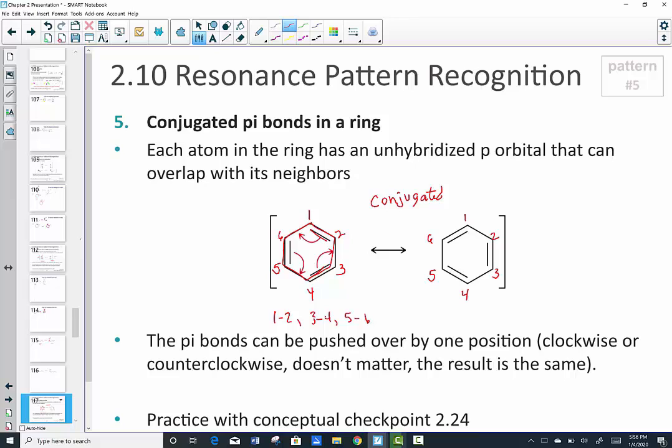But now, not by twisting the molecule or anything, notice that they're between 2 and 3, 4 and 5, and 6 to 1. So we didn't just simply twist the molecule and shift it clockwise or counterclockwise. We actually broke bonds and moved bonds in order to create the resonance structure.